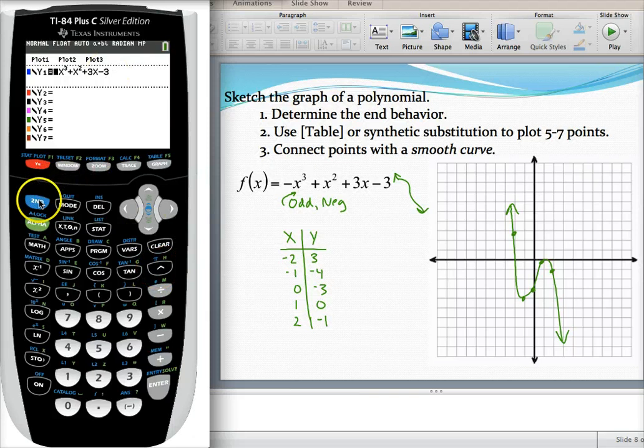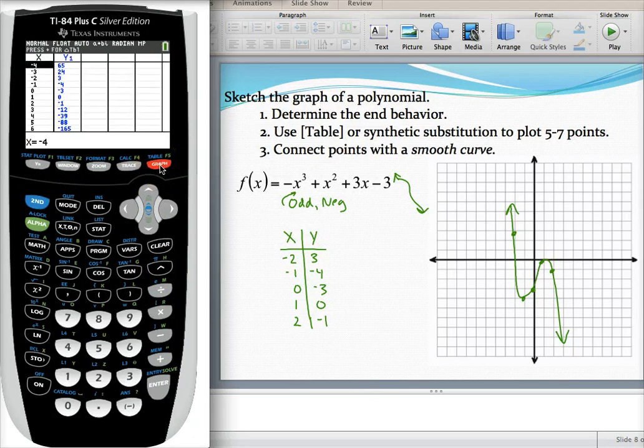Rather than hitting graph though, I'm actually going to take a look at my table. So hit second graph and I get all these points. Now what I'm going to look for is, I've suggested 5 to 7. That's just a rule of thumb. You may not get 5 to 7 and that's okay. What I suggest you look for are all the single digits though.